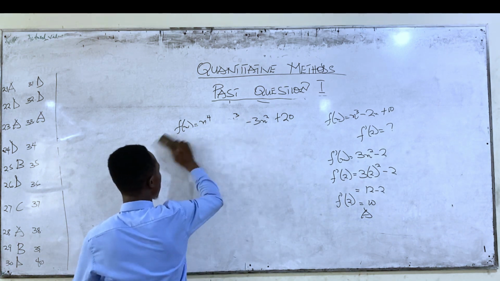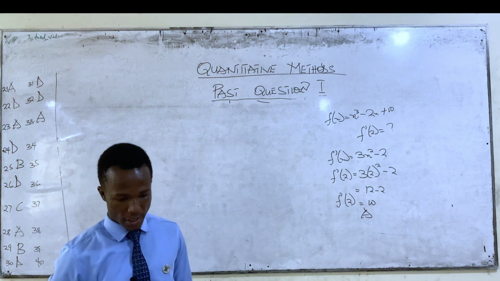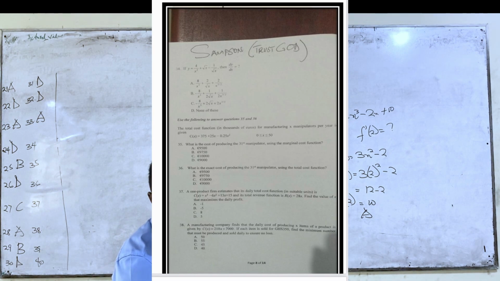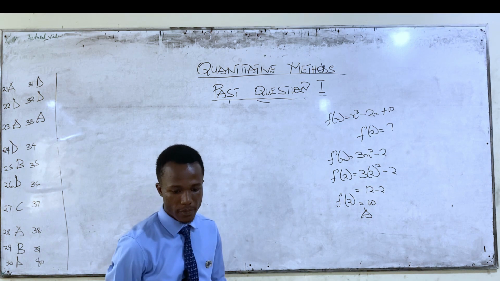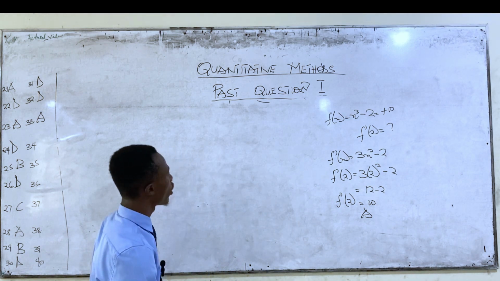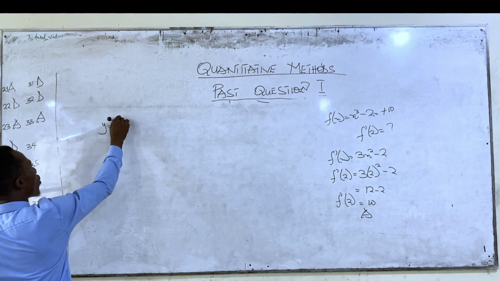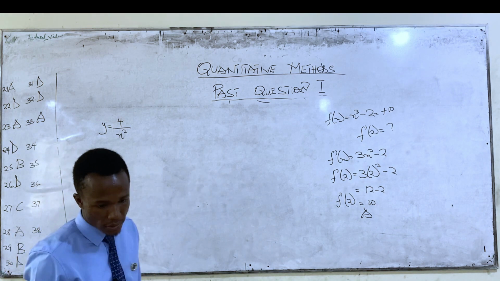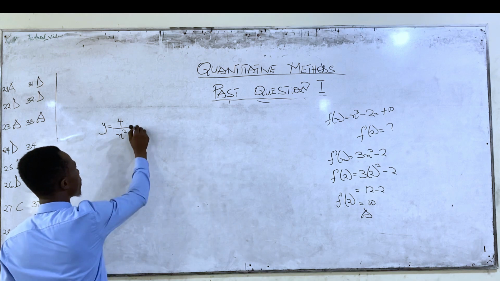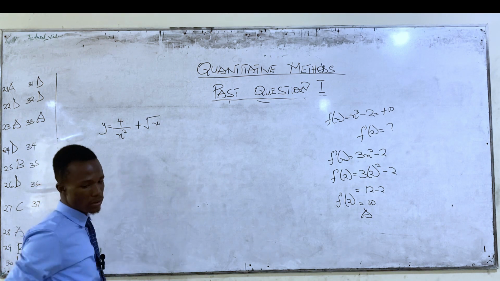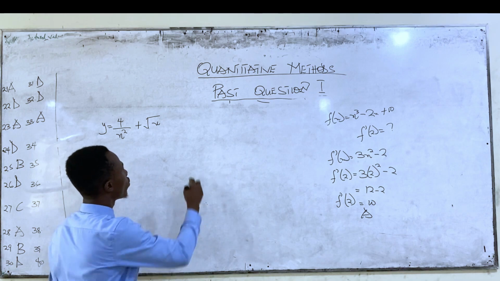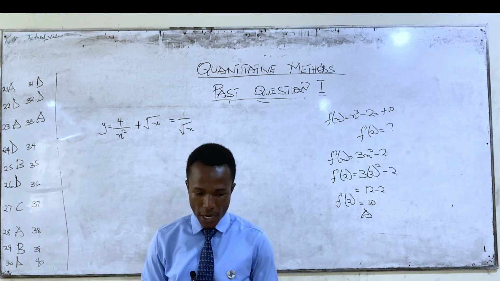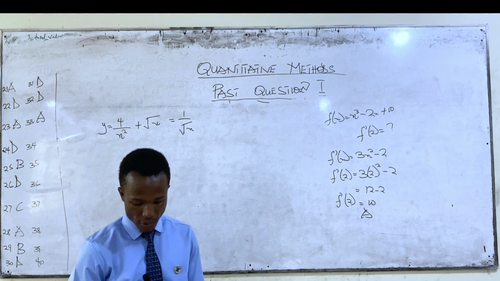We have 6 questions left here. So question number 34. We have, if y equals 4 over x squared plus square root of x minus 1 over square root of x, then dy dx is equal to what?